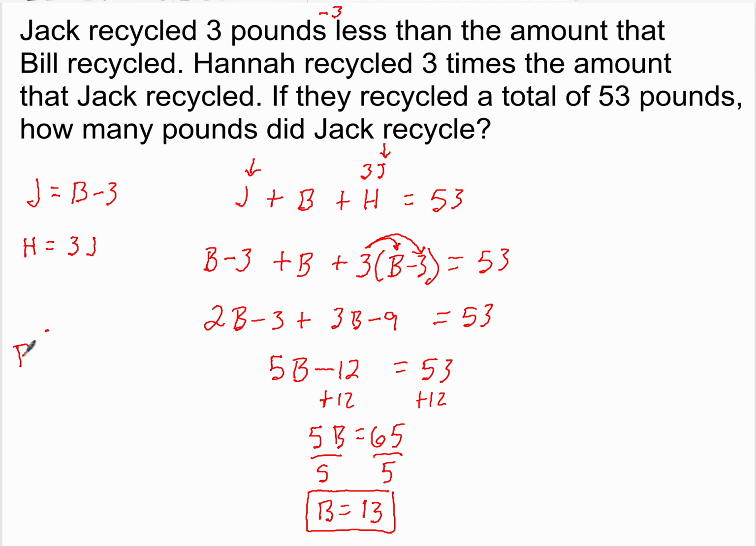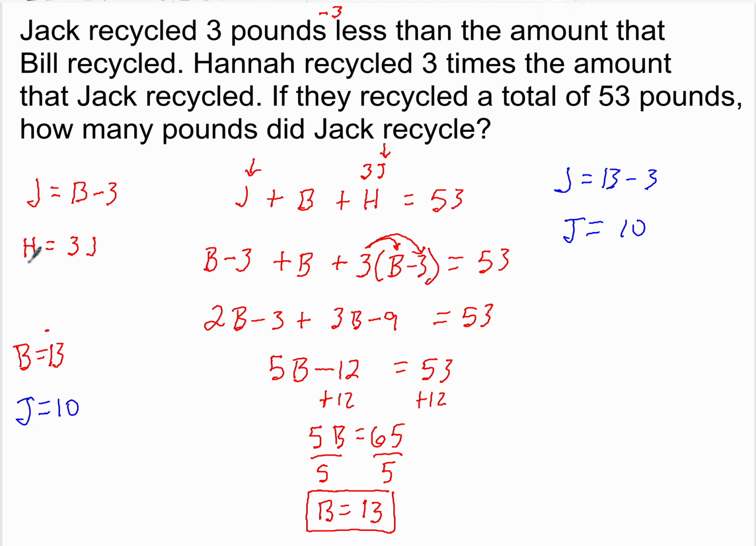Now, I can figure out how much Jack did, because Jack is just, whoops, for some reason I put a 3 there, not a 13. So B equals 13, not 3. And then Jack equals Bill minus 3, so that would be 13 minus 3. And 13 minus 3, of course, is 10. So Jack equals 10 pounds.